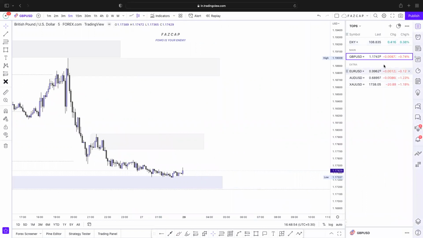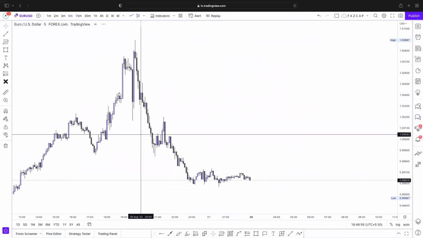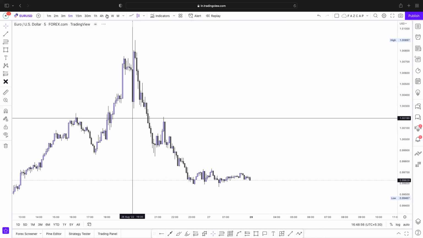Let's go to EU. So EU has been very messy for the last while. It was good, it was a mess. I don't trade EU, so I don't know that much. We will go to the higher time frame.